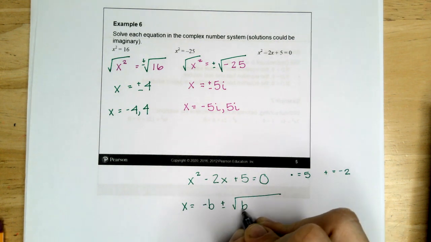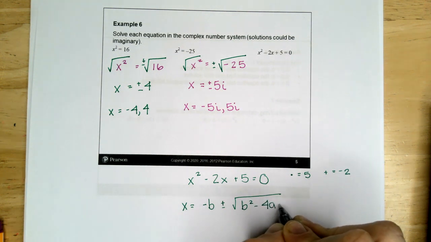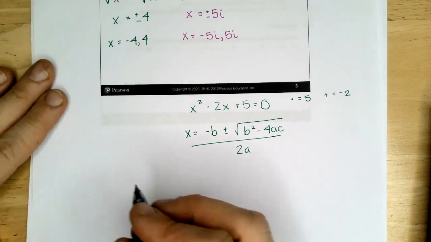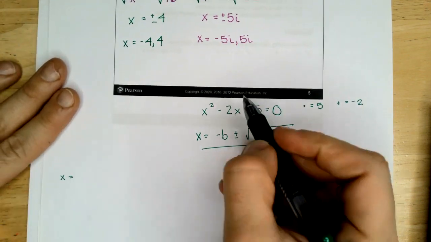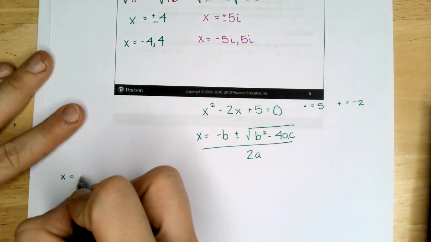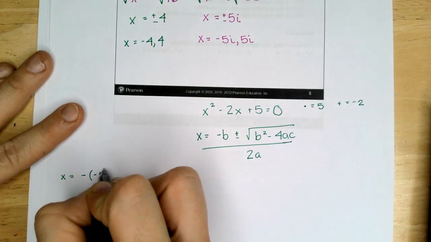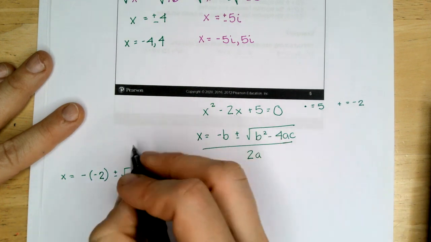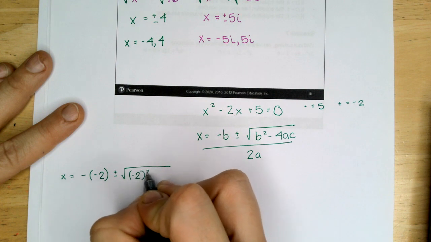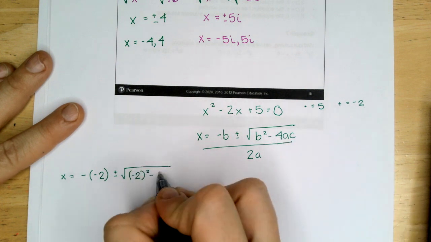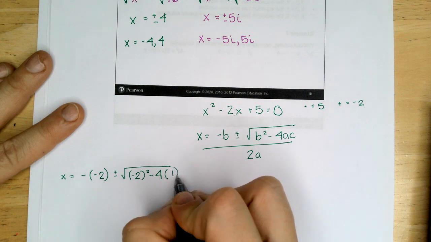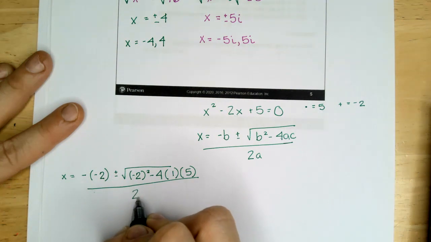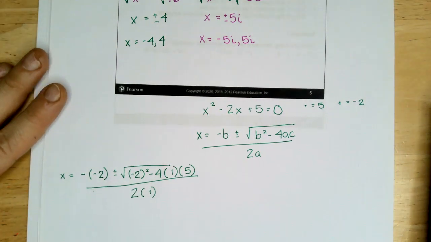the square root of b squared minus 4 times a times c over 2a, right? So let's just substitute those in. X equals, b is negative 2, so negative 2 plus or minus the square root of b squared, so negative 2 squared, minus 4 times 1 times 5 over 2 times 1.